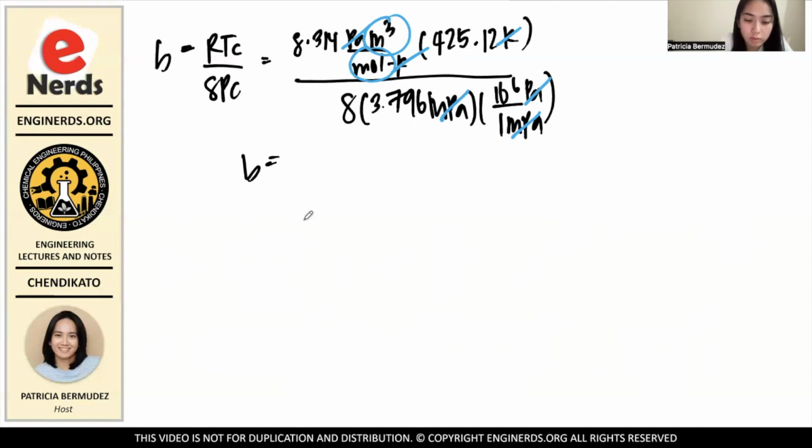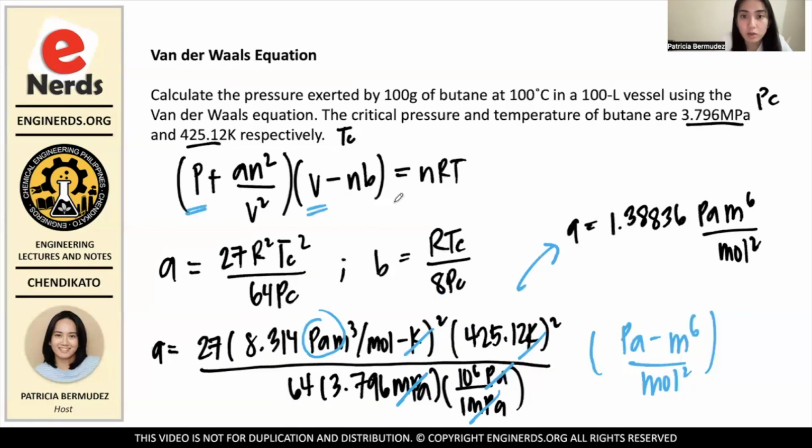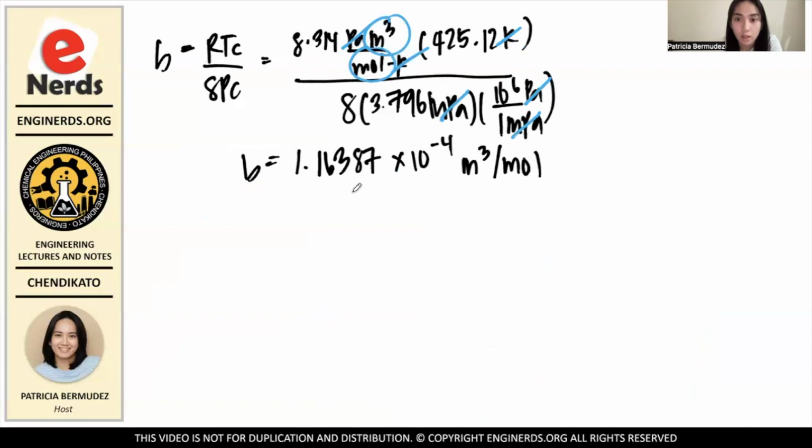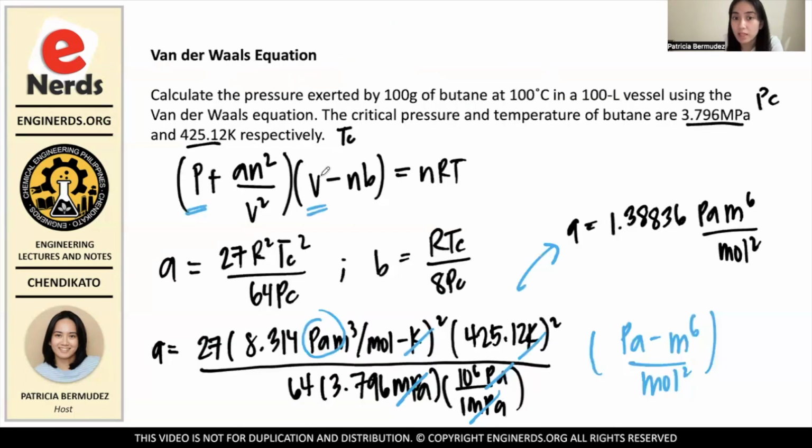And our answer for b, let's round it off to 5 decimal places again, is 1.16387 times 10 raised to negative 4 meter cubed per mole. And if you can see, our b is multiplied by the number of moles, right? And in here, when you multiply it by n, what remains is meter cubed. And again, it is subtracted from the volume.